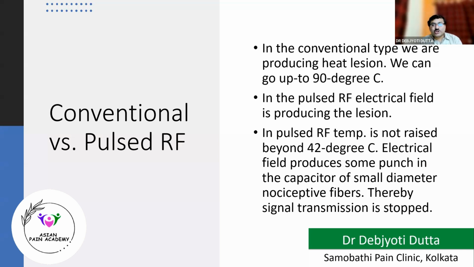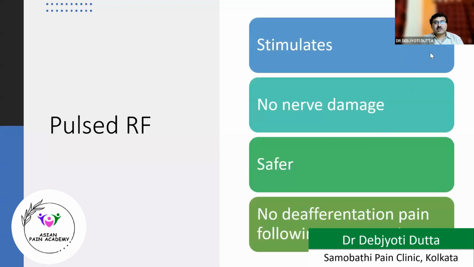The electrical field produces some disruption in the small diameter nociceptive fibers, thereby the signal transmission is stopped. But remember, there are a lot of theories, and what is actually working, what the mechanism is, a lot of things are still not explored properly. Coming to the advantage of it: it stimulates, there is no nerve damage, it is safe, and there is no deafferentation pain following it because there is no nerve degeneration.